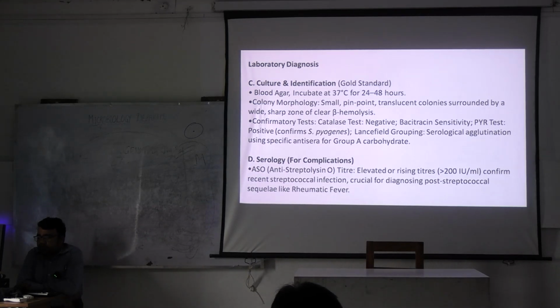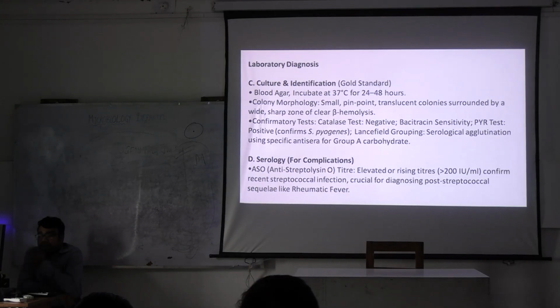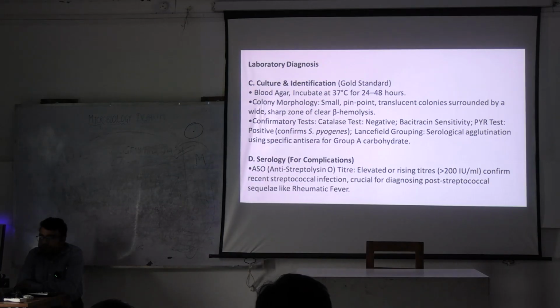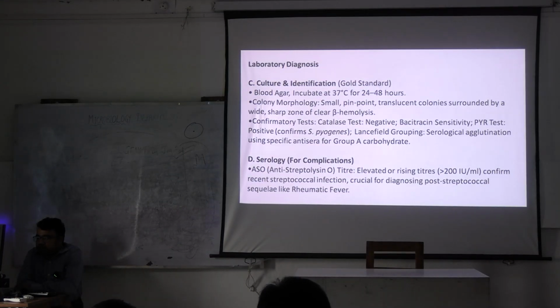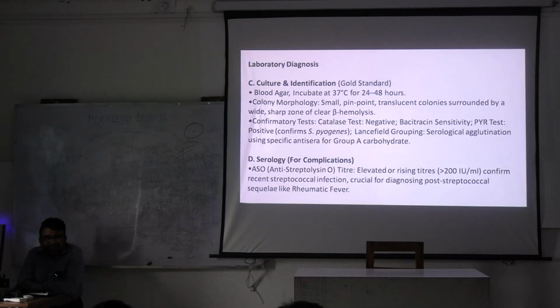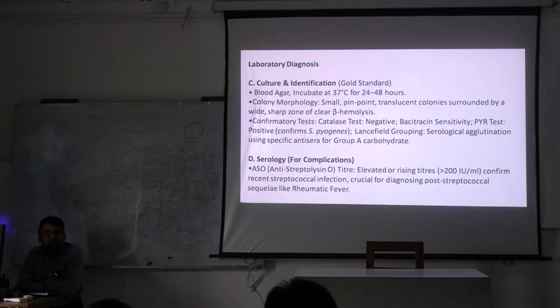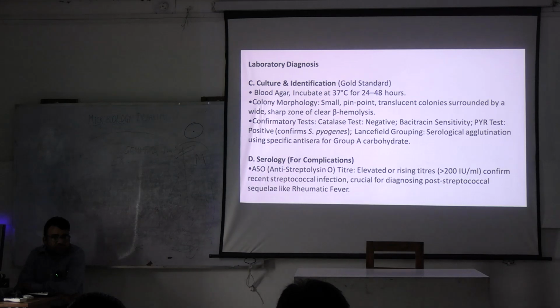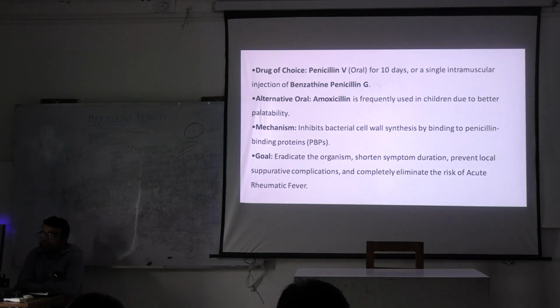You can find streptococcal growth, confirm it. Serologically, we can diagnose with the rise of ASO titer or anti-streptolysin O titer. If the titer is more than 200, we can confirm that this is a streptococcal infection. But please keep in mind, this is a retrospective diagnosis. That means this titer will increase after the infection. It may not rise during the infection. So it's more of a retrospective diagnosis. Okay.